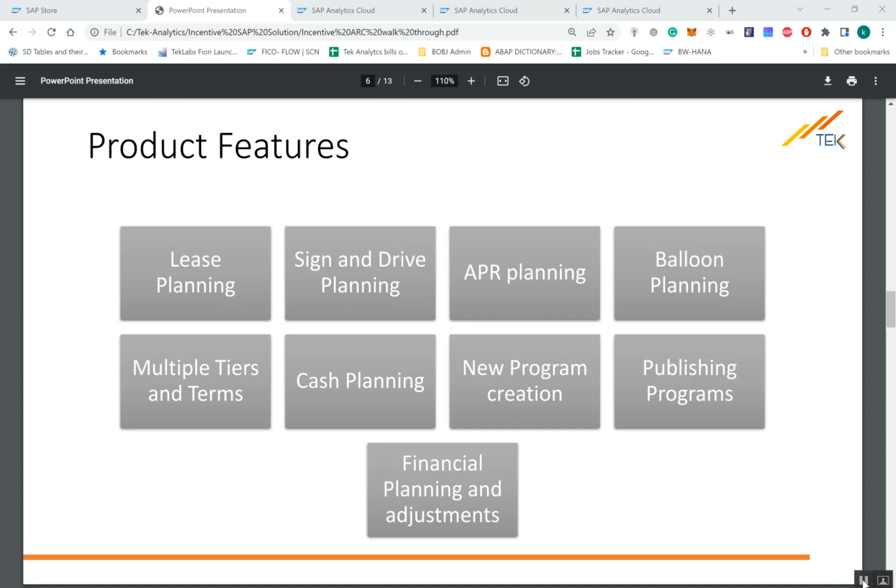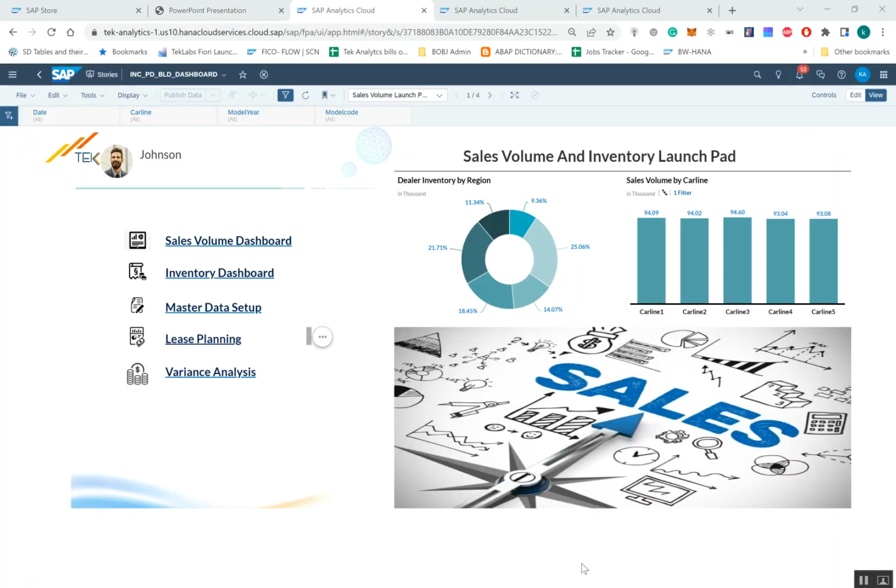Application launchpad: the Tek Analytics incentive application launchpad will have links to multiple dashboards, which are key for making decisions on incentive planning. As you see here, this is our launchpad, a one-stop place for planners to get all the analytics as well as the master data planning, list planning, and analysis and variance analysis.